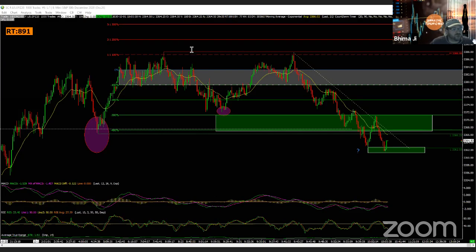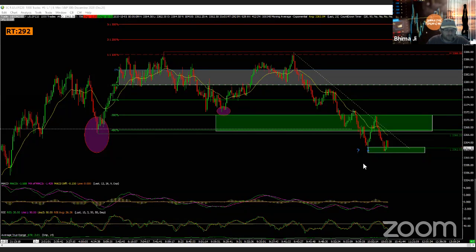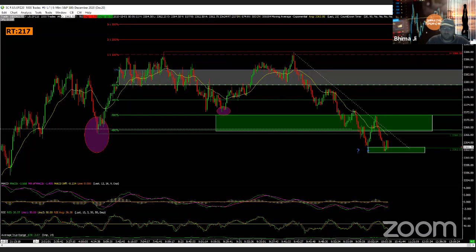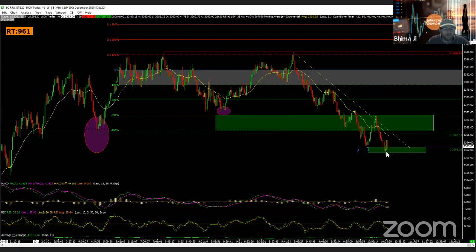Could be a 2-try pattern, right? It could very well be a 2-try pattern. 1 try right here. 2 try right there, right? Maybe. Let's see.